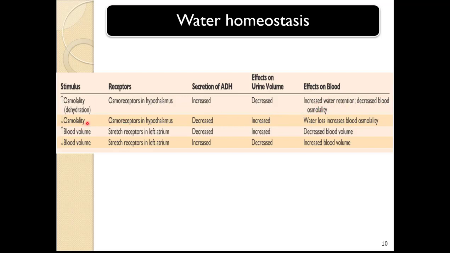If you have a decrease in osmolality, meaning you have too much water in the blood, you're going to decrease your antidiuretic hormone because you want to turn that off so more water leaves. This is going to cause an increase in your urine volume.